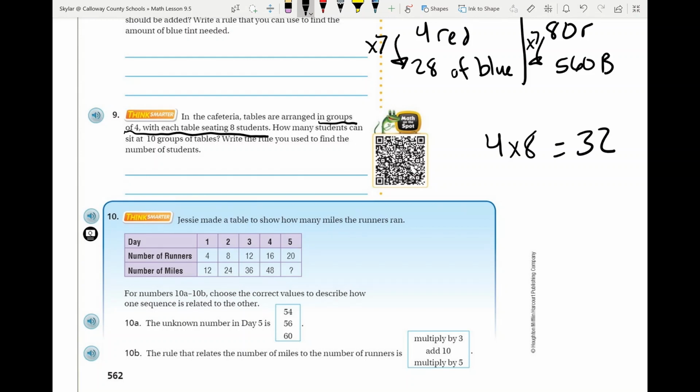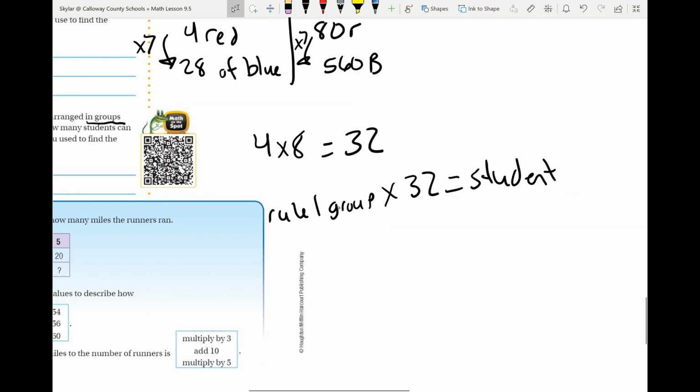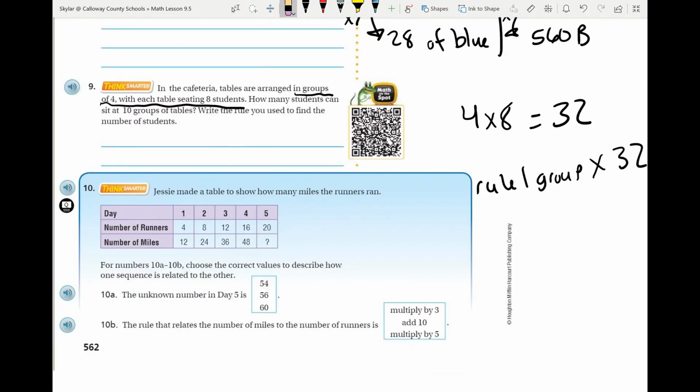So your rule could be one group, or excuse me, times 32 equals students. So, go ahead and figure that out and pause it for me.